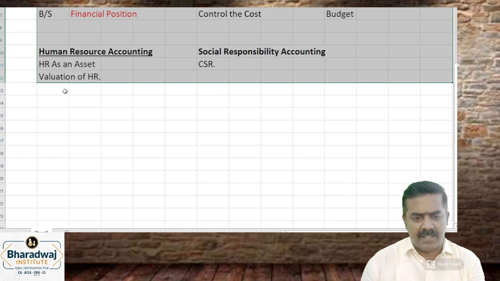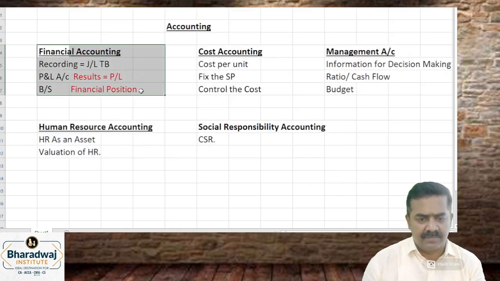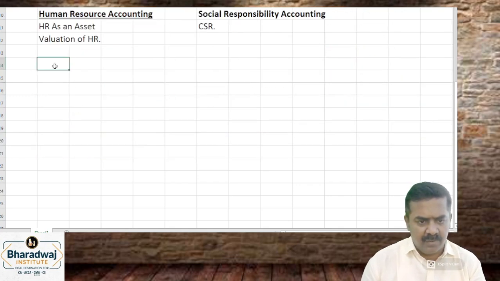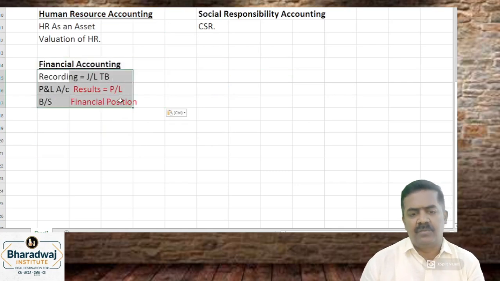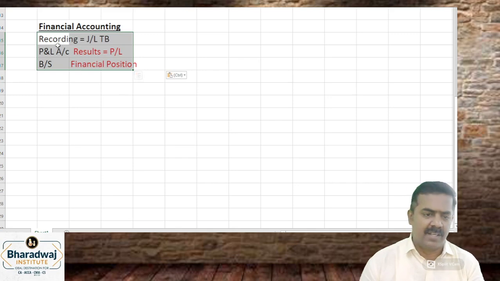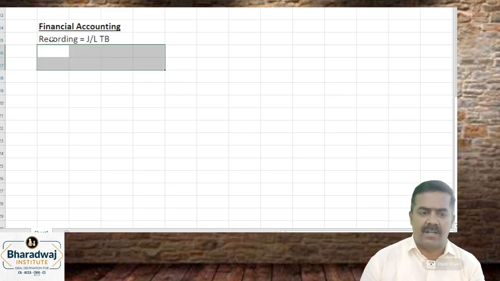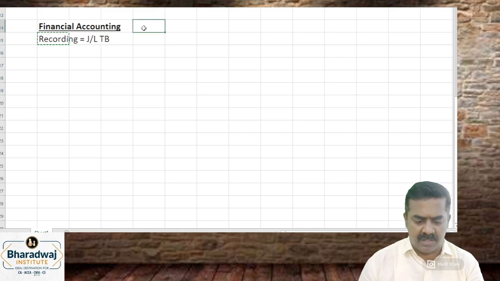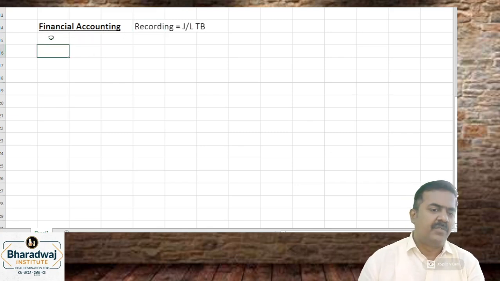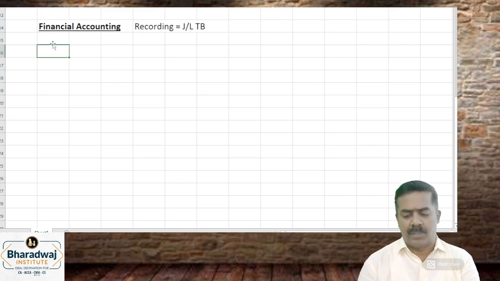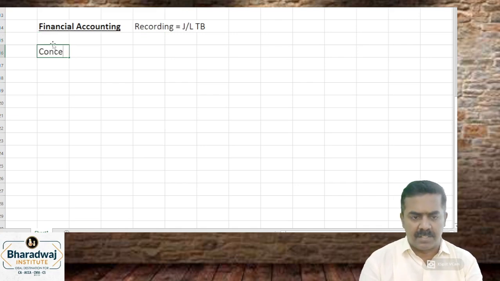The second aspect is, we are having which accounting? Financial accounting as a main syllabus. In financial accounting, today we are going to see the recording part. P&L account and balance sheet we will do in a separate class or in a future class, subsequent classes like that. Okay. Financial accounting, while doing financial accounting, we have to observe certain concepts.